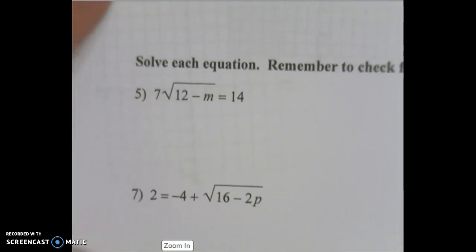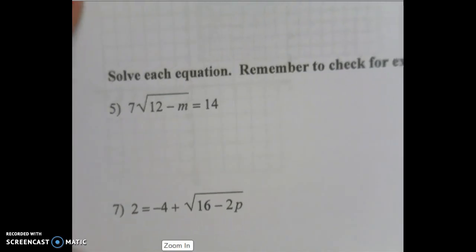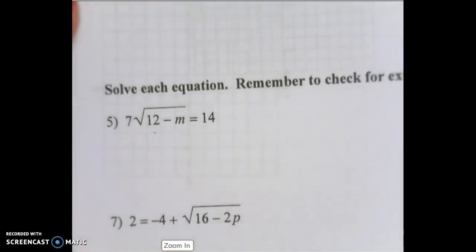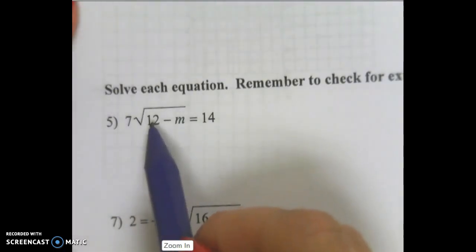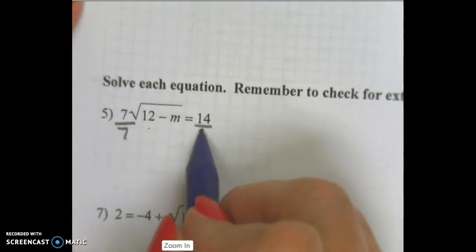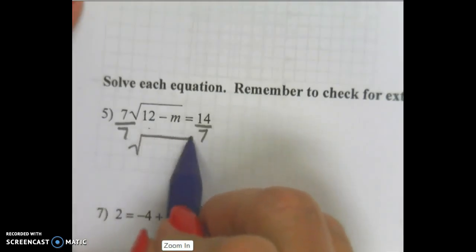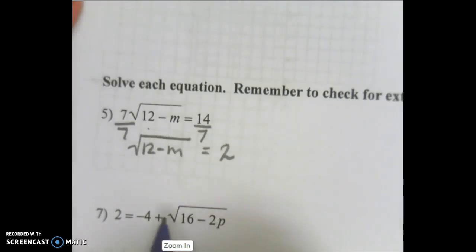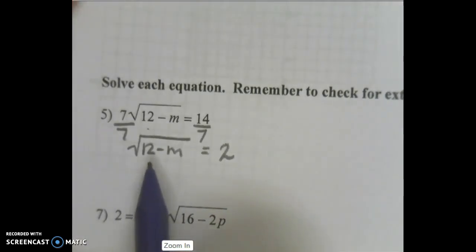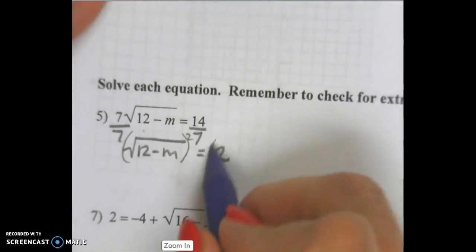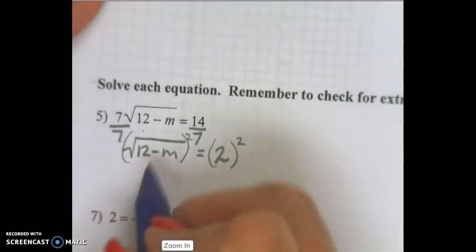Alright, now we're going to move to the section of solving. If I have to solve my equation and check for extraneous solutions, I need to make sure that I get the radical by itself. I'm going to look at my problem. I see one radical. It needs to be by itself. So I'm going to divide both sides by 7. So I get the radical 12 minus m is equal to 2. Now I must get rid of this square root. The inverse operation for square root is to square it. So I will square both sides.